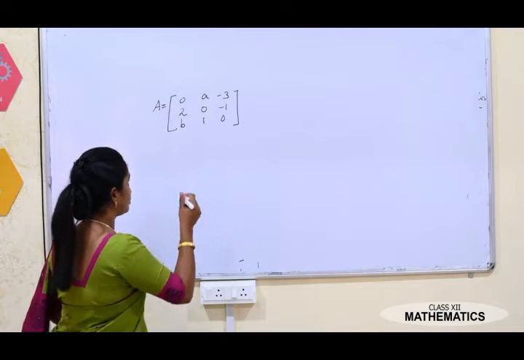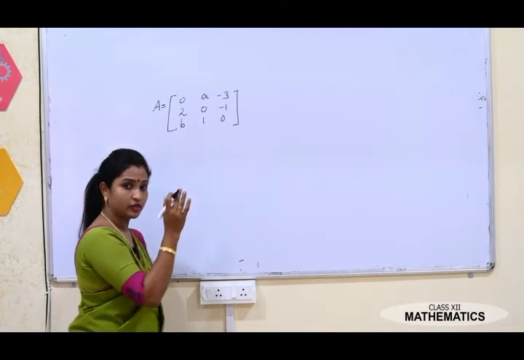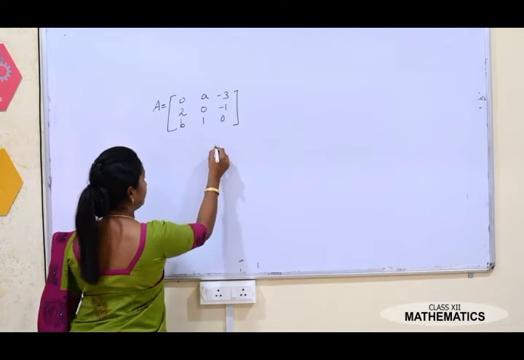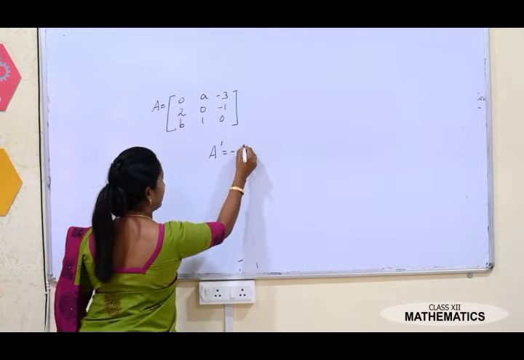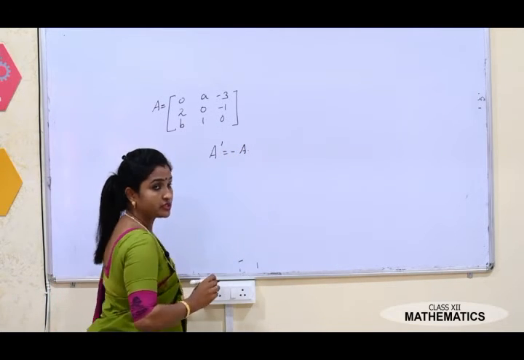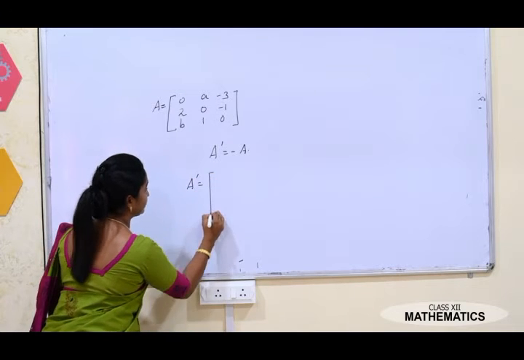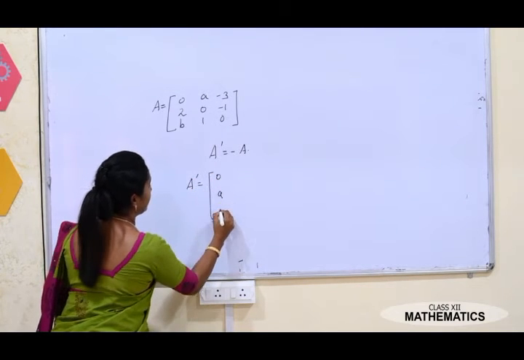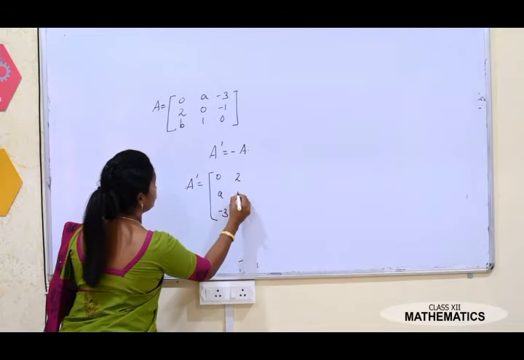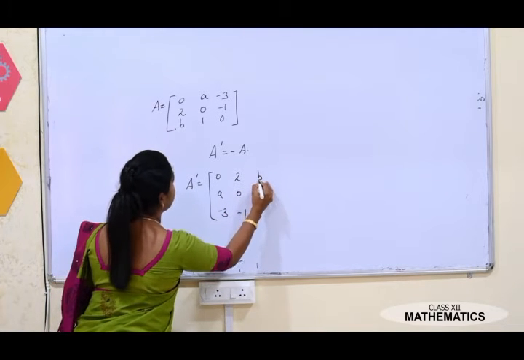So we know the condition of skew symmetric matrix. A matrix is said to be skew symmetric only when A dash is equal to minus A. Okay, so what we will do first, we will first find A dash. Okay, that means A transpose. What is A transpose? 0, a minus 3, 2, 0, minus 1 and b 1, 0.